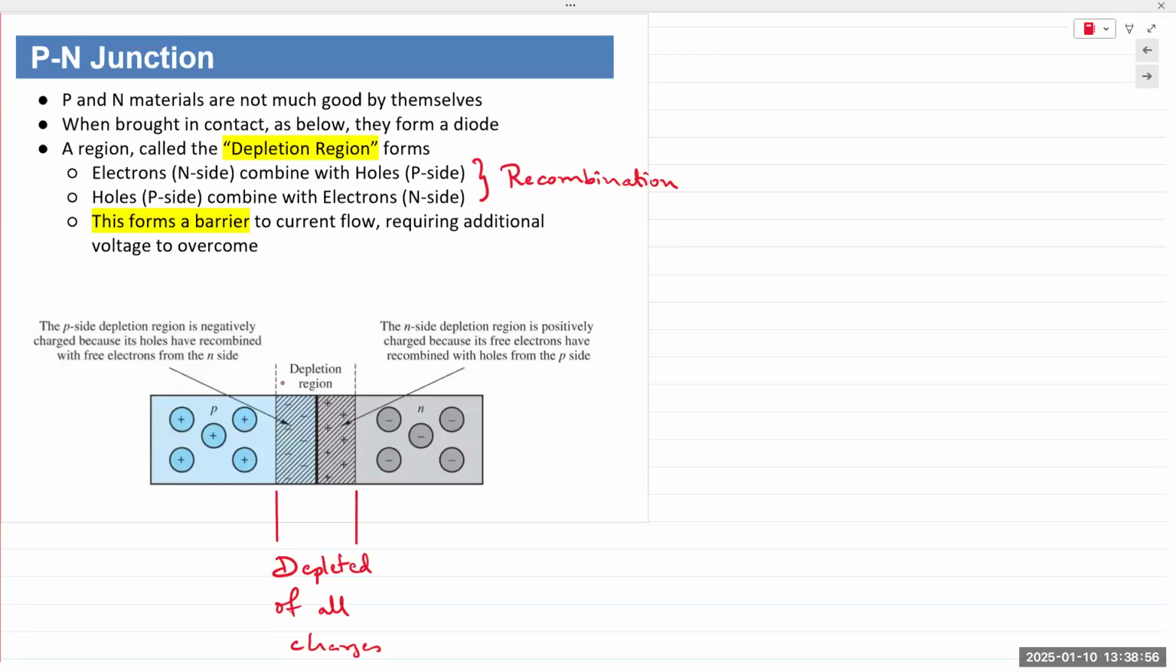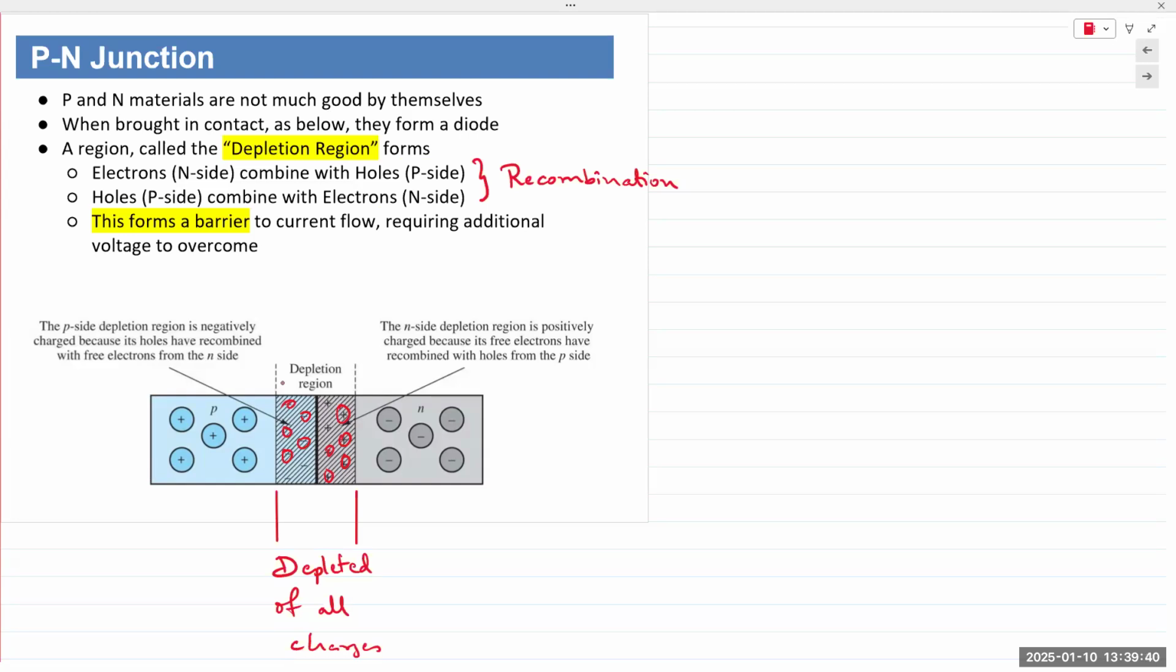What happens is, because of the movement of the majority carriers, meaning the electrons on the N side and holes on the P side, when electrons move out, what is left behind are empty spots. And so you have these holes on the N side and these electrons on the P side. Okay, and this movement gives rise to an internal electric field.